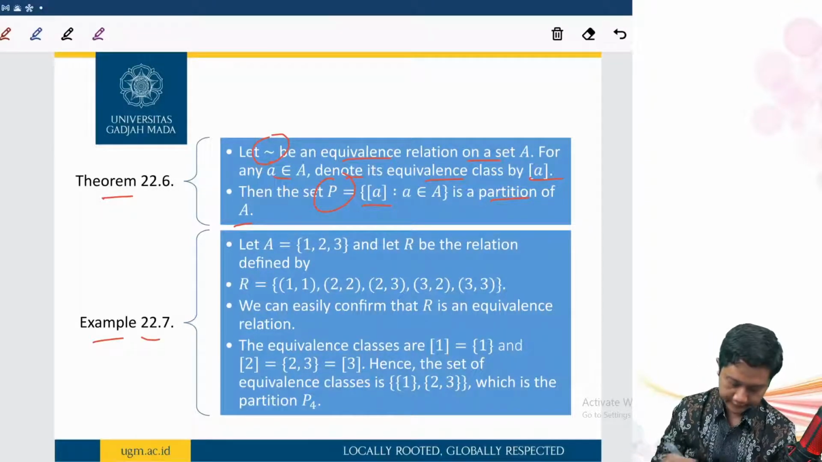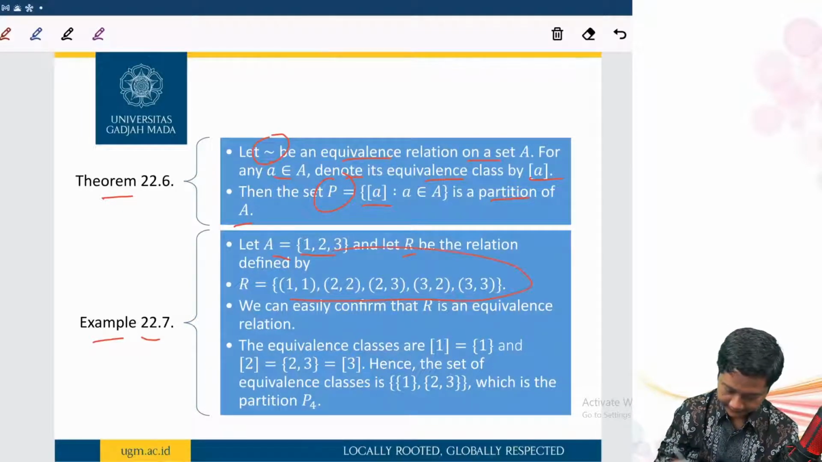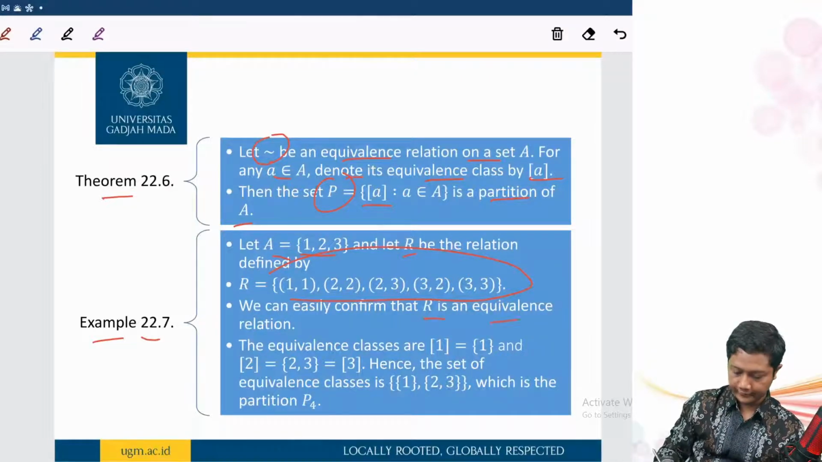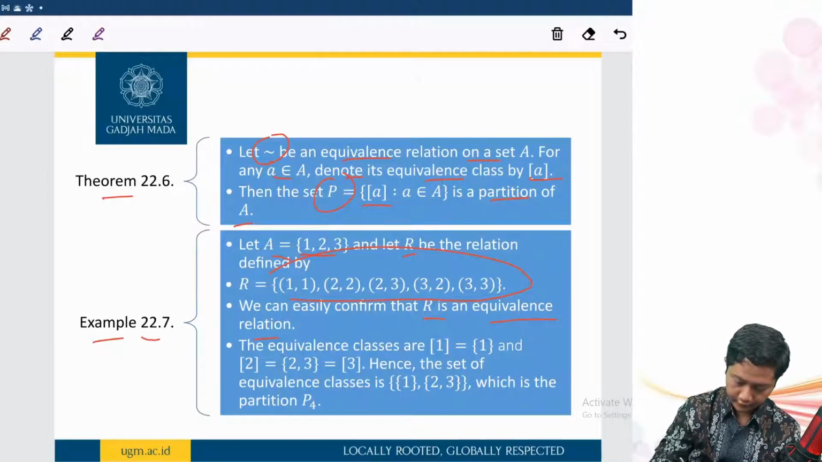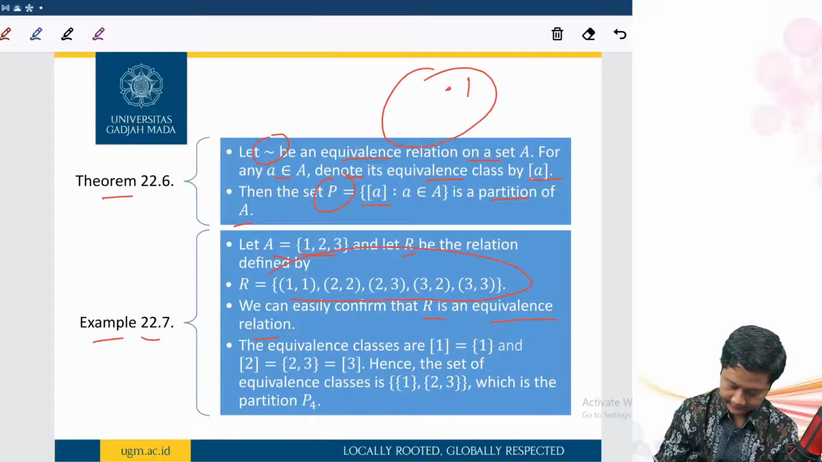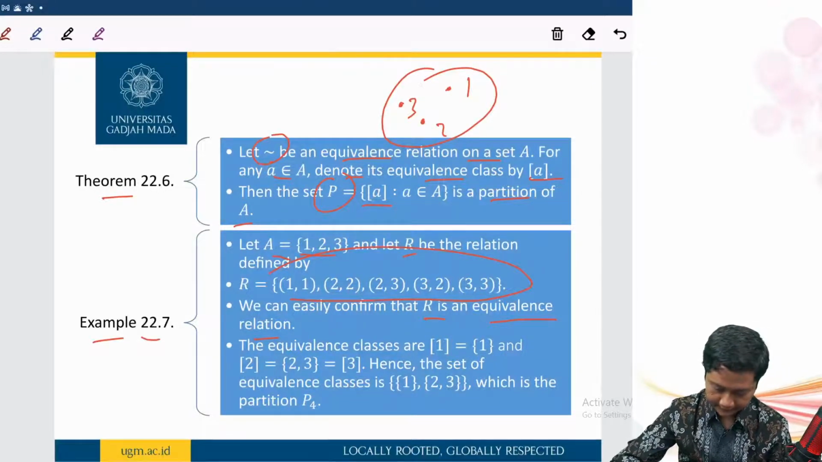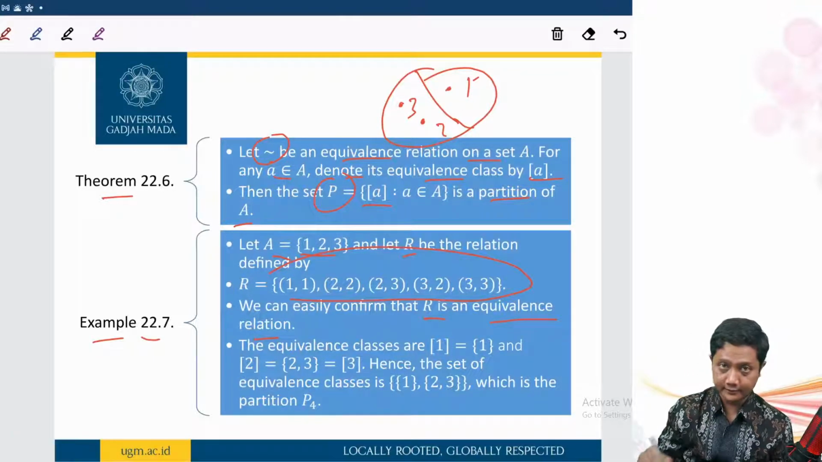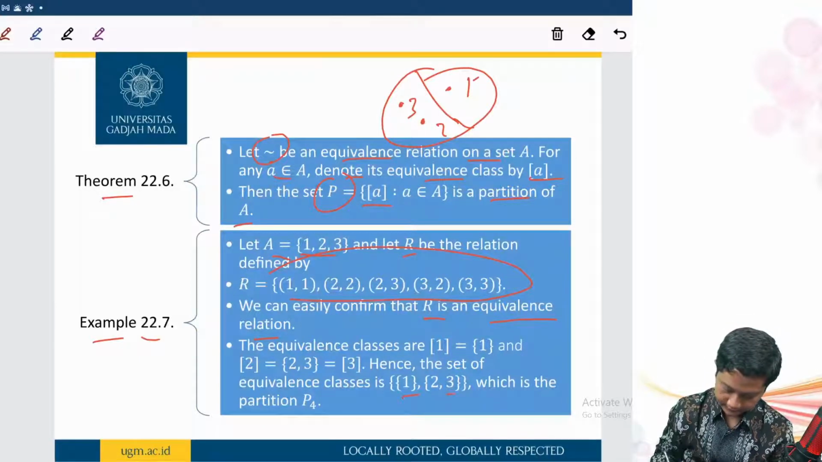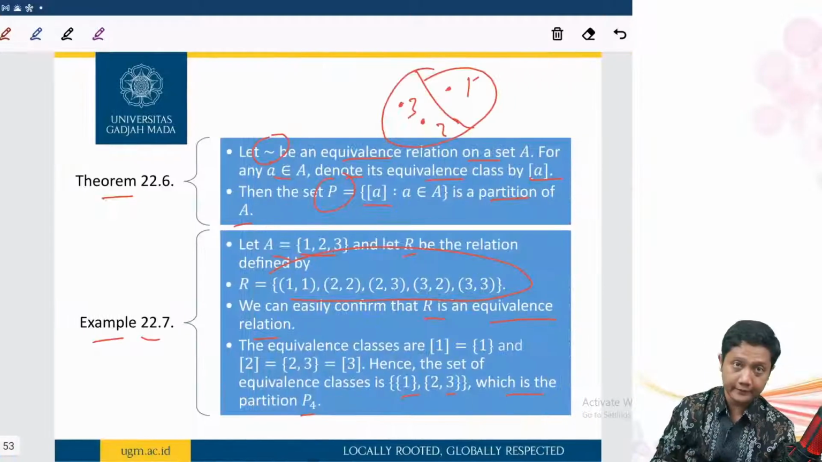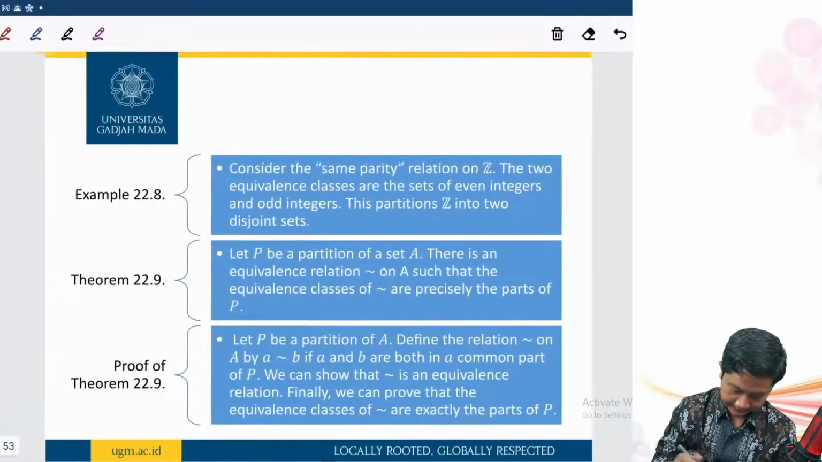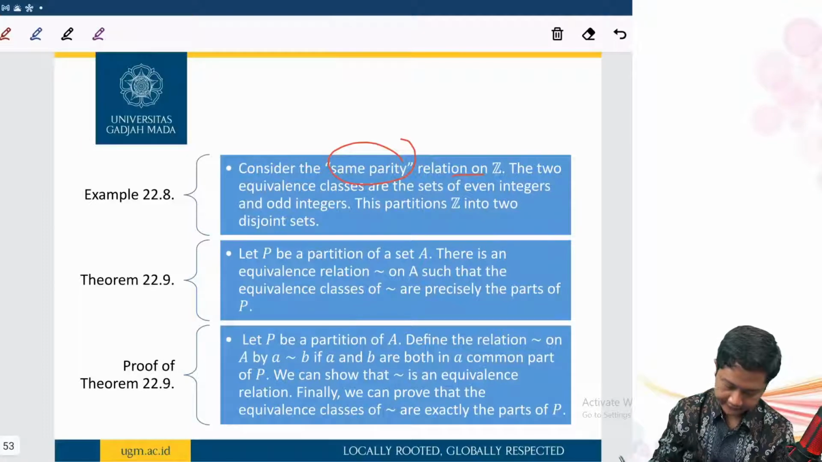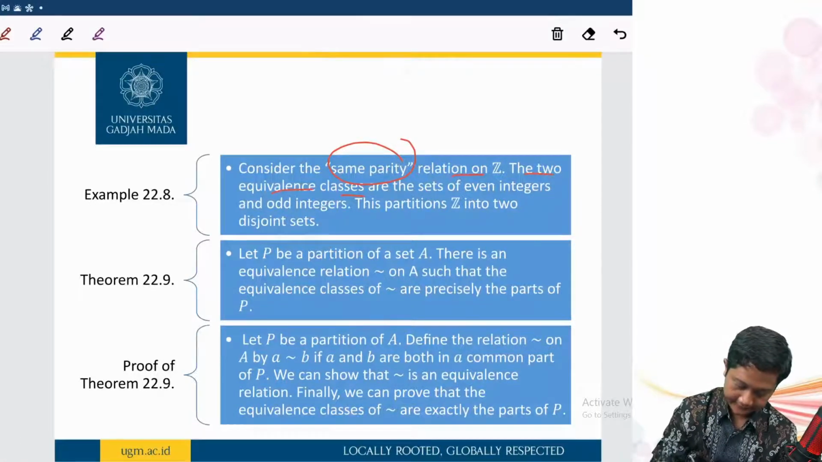Example 22.7, we have this set A, and R is the relation defined by this. It's easy to confirm that R is an equivalence relation. Why? Because when we try to draw, here 1, and then I have 2, I have 3. So we have 2 parts, 2 blocks here. So this one is the partition P4 from our previous example.